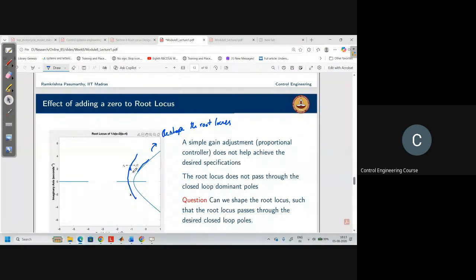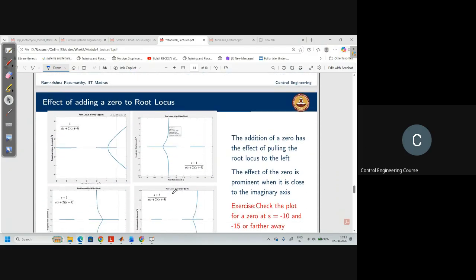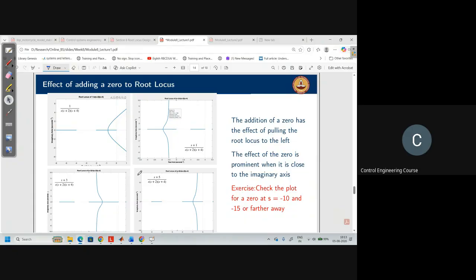So root locus, how do you reshape? Either by adding poles or zeros, so that you will somehow make the system move towards the desired pole. What is explained in these plots is actually the effect of adding a zero.